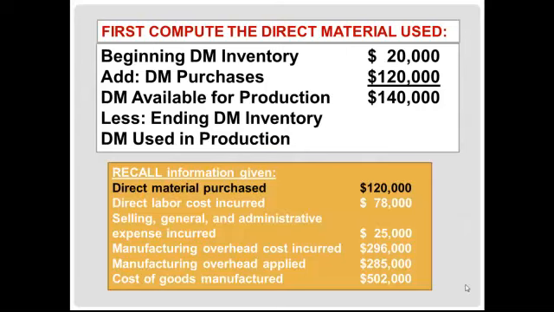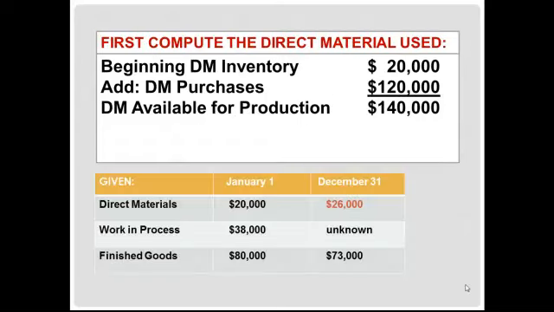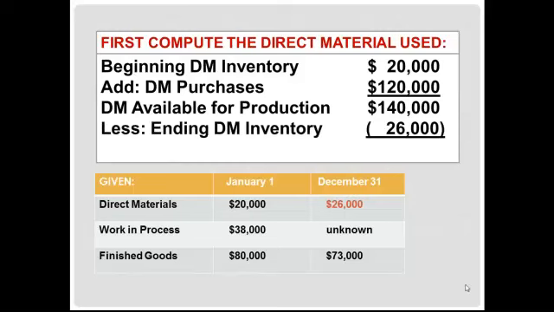From here, we'll need to subtract ending direct material inventory to get direct material used in production. So let's look at what ending inventory was given to be for direct material. We can see there that it's $26,000. So that will give us direct material used in production, $114,000. So again, emphasize to yourself that direct material purchases and direct material used can be two different things. And in the cost of goods manufactured schedule, you want direct material used.